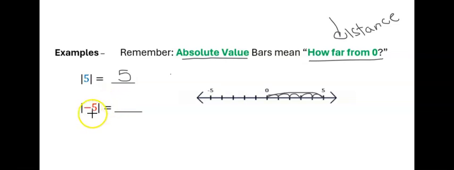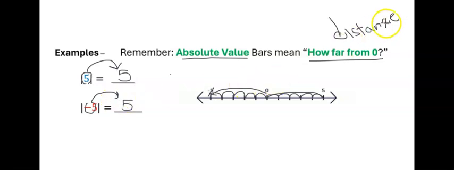And then we ask ourselves, how far is -5 from 0 on a number line? Well, that's this way. And it's 1, 2, 3, 4, 5. It's also 5 units from 0. So the answer is 5. Remember, distance is always positive. So when we're finding the absolute value, we're finding the distance, and your answer will come out of these bars as a positive number. This one started positive and still came out positive. This one was negative, but it comes out positive. So that's how the absolute value works.